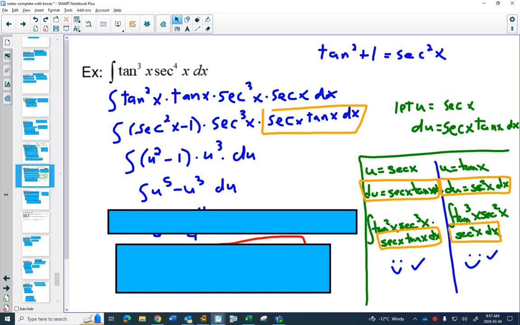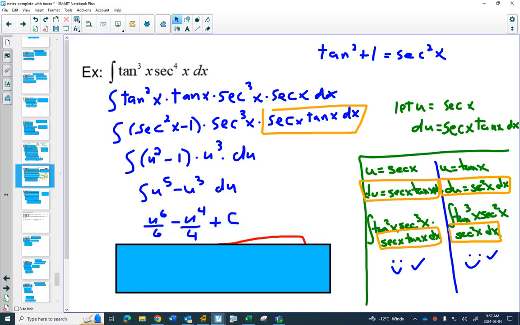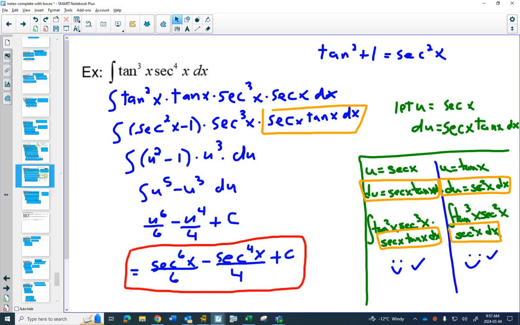Again, now u is just a power, so we can add 1 to the exponent and divide, and substitute back in. Had you made your u tan x, you would get a correct answer as well, except your answer would be all in tangent rather than in secant.